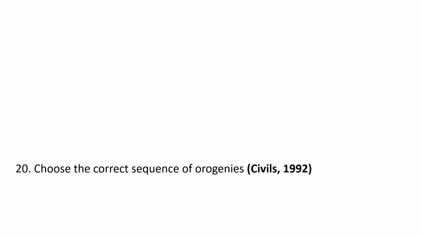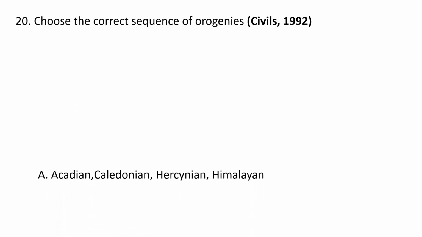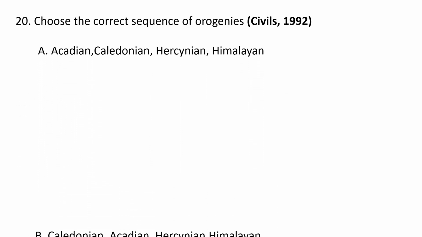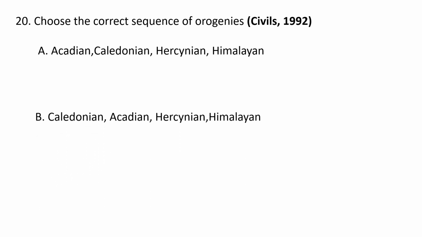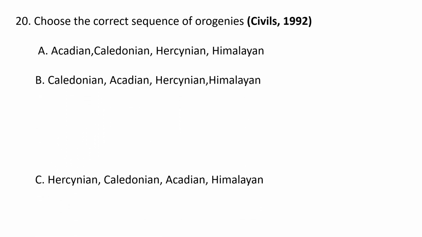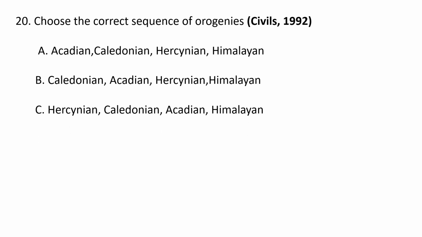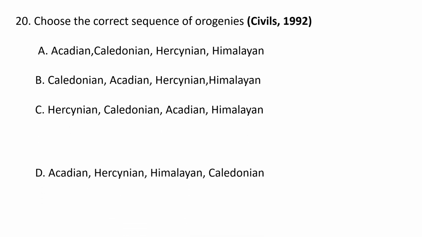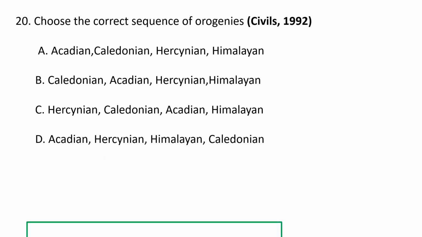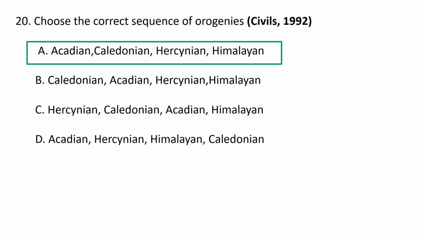Next question. Choose the correct sequence of orogenesis. A. Akkadian, Caledonian, Hercynian, Himalayan. B. Caledonian, Akkadian, Hercynian, Himalayan. C. Hercynian, Caledonian, Akkadian and Himalayan. And D. Akkadian, Hercynian, Himalayan and Caledonian. So the correct sequence of orogenesis is first Akkadian, followed by Caledonian, next Hercynian and Himalayan. So A is the correct answer.